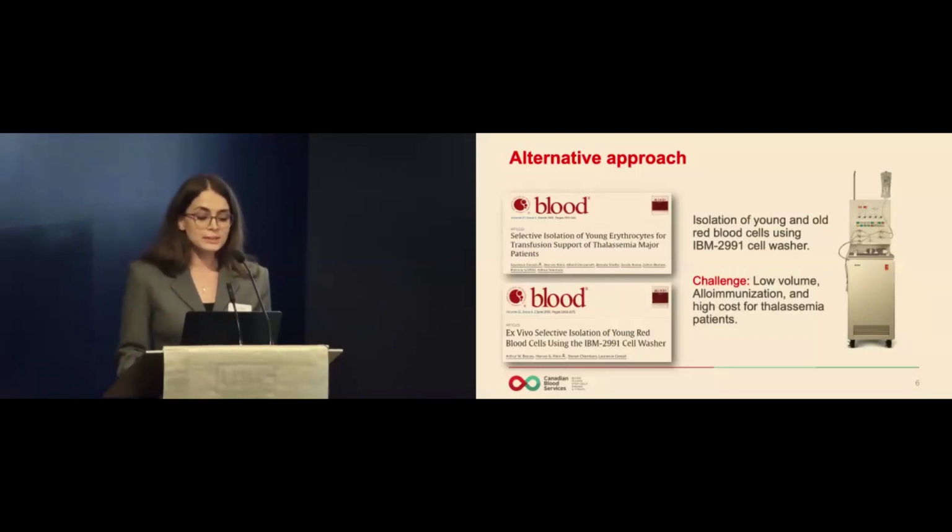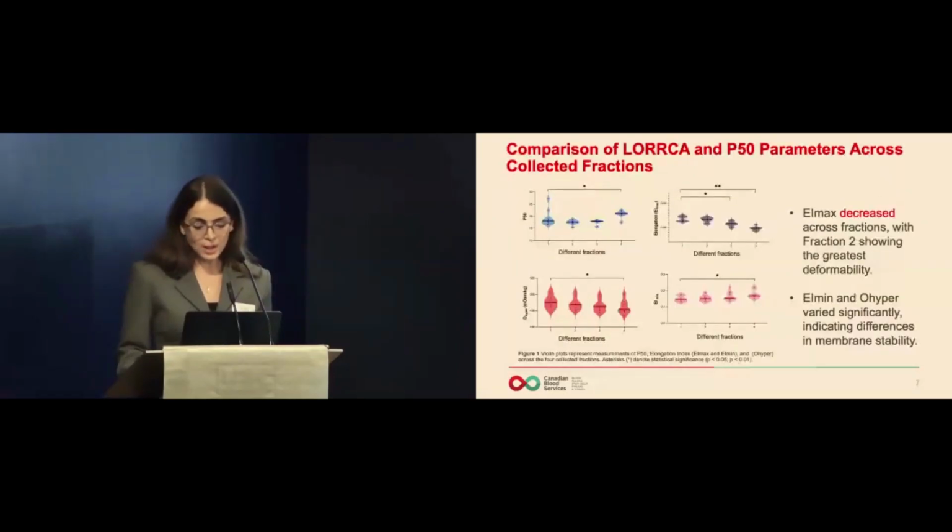Also, there was a risk of alloimmunization, and there was a high cost for these kinds of recipients. But because we are going to use these kinds of units for infants, it would be possible, because for infants the volume that we use for transfusion is almost 10 to 15 milliliters per kilo. So there are no drawbacks in terms of the volume or any alloimmunization.